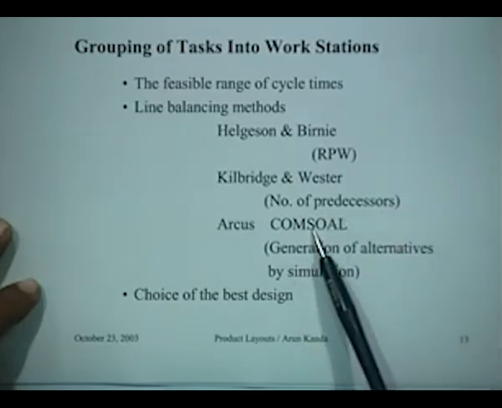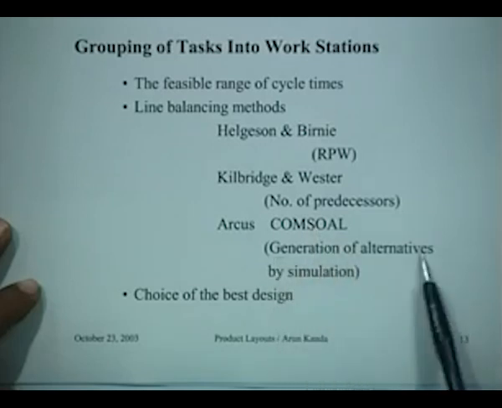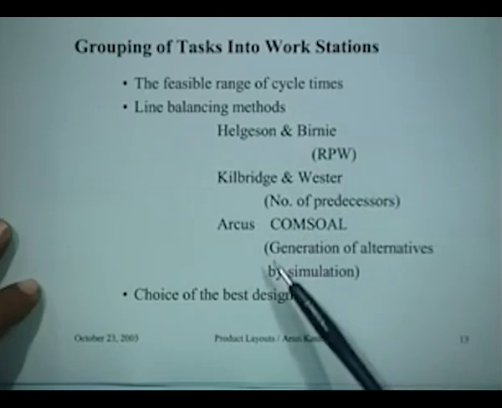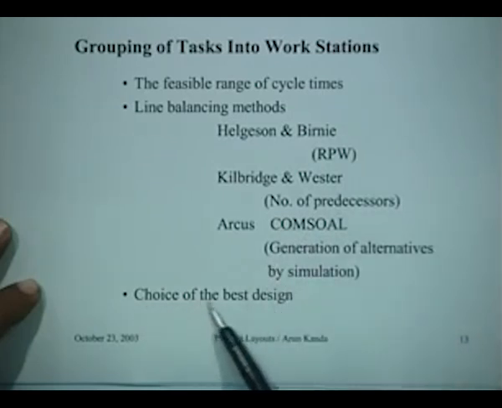The basic philosophy in this procedure is the generation of alternatives by simulation, and once you generate a large number of alternatives, you evaluate them and take the one whichever you think is best. Once we have generated a large number of options, the next stage is choosing the best design. Choice of the best design obviously depends upon things like balance delay and idle time for the operation, which should be minimum. So this is the broad picture of how the assembly line design proceeds.